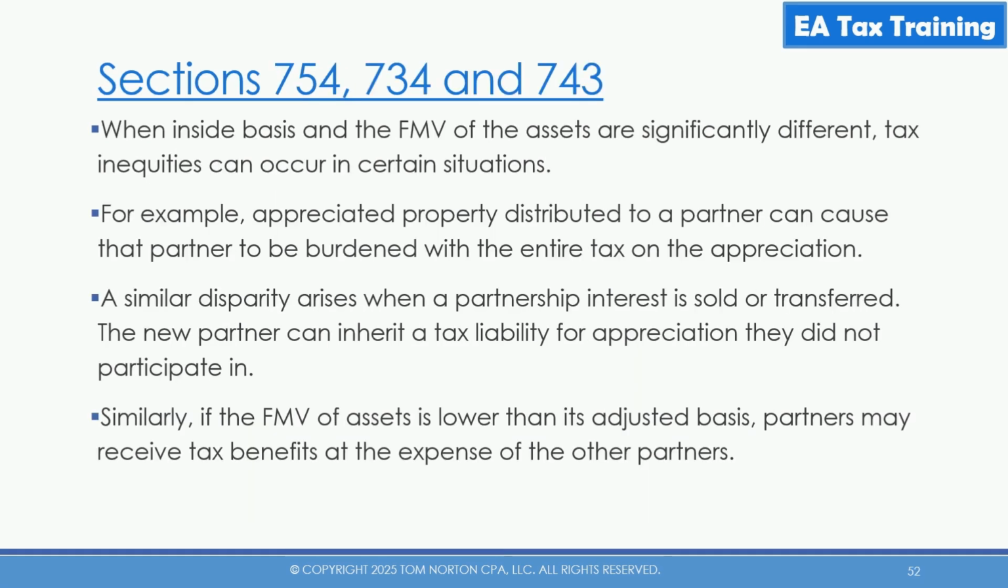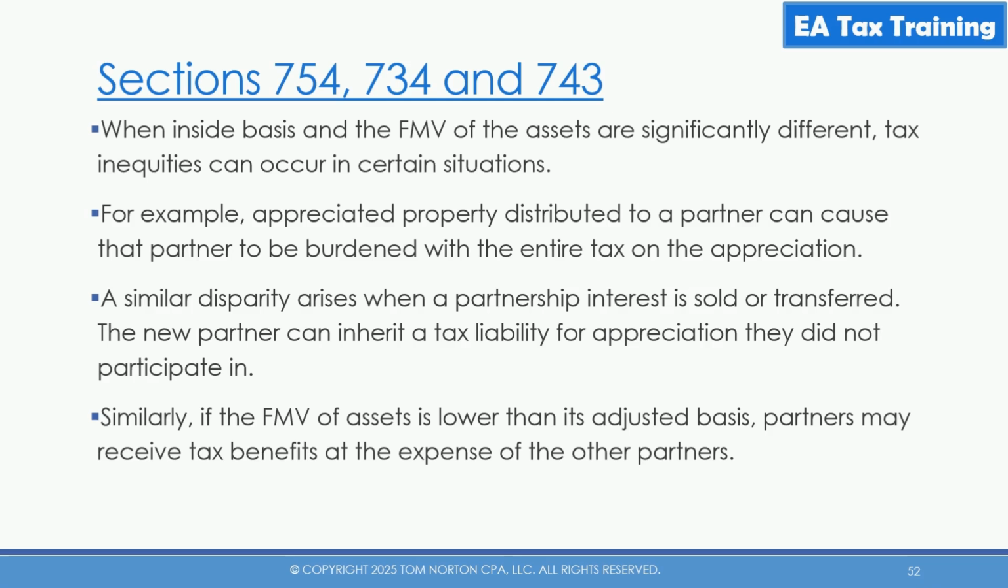Moving on from some simple examples to a topic that can be very complicated. We're going to talk about Sections 754, 734, and 743. I am going to give you the simple overview. This is what you are going to need in order to pass the exam, but this is another one of those things in the real world that can be very complicated. But again, the good news is you're not going to be tested on all those complicated things. So let's talk about this.